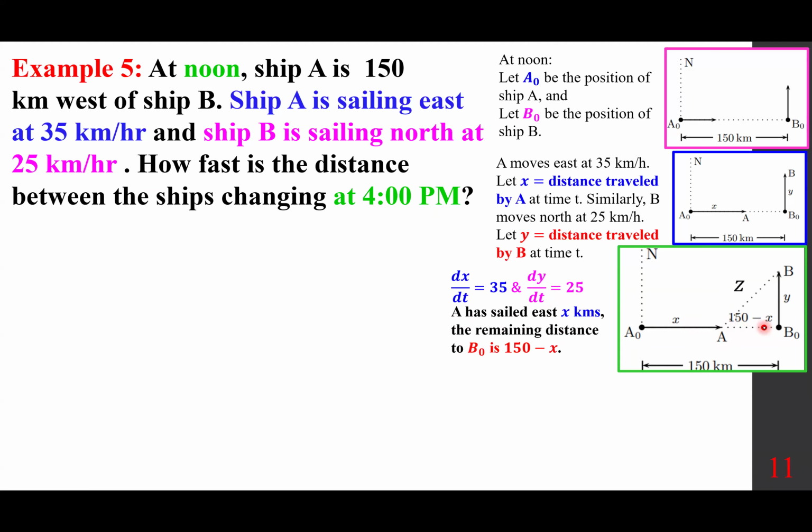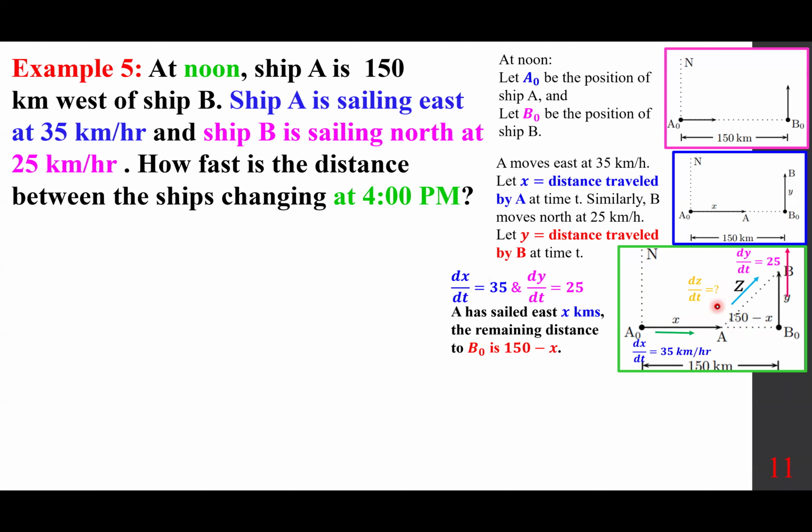So this is the explanation of the situation. As this goes this way, it creates the speed dx/dt, or 35 kilometers per hour. As this moves this way, it creates the speed we're going to call dy/dt, which is 25 kilometers per hour. And z moves this way, creating dz/dt, which we are looking for. So dz/dt is what we are looking for.